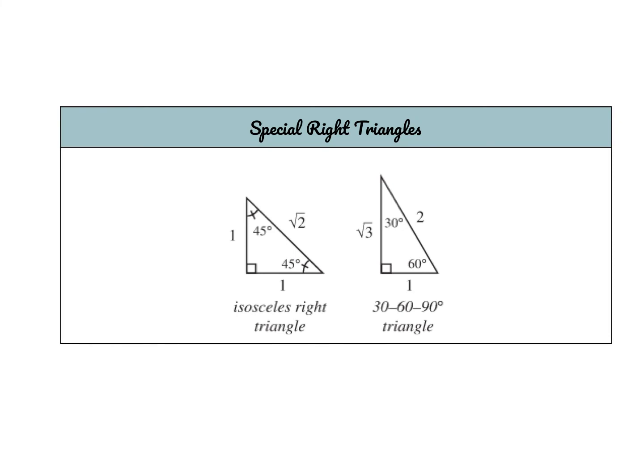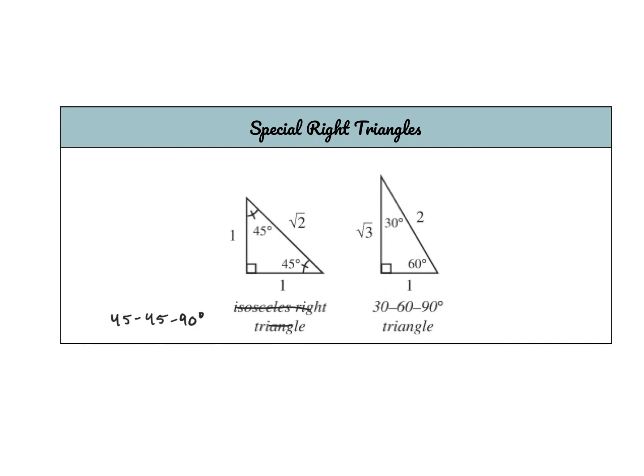All right, the last concept we're going to review today is the concept of special right triangles. So there are two special right triangles that you definitely need to commit to your memory. The first one is right here. Most people call it a 45, 45, 90 triangle because the three angles are 45, 45, and 90. And the second one is a 30, 60, 90 triangle.